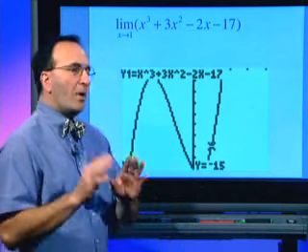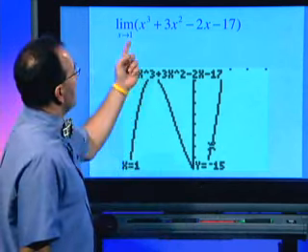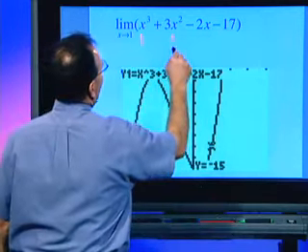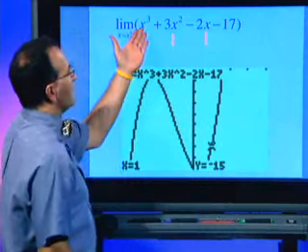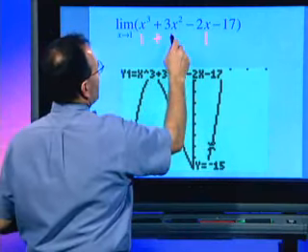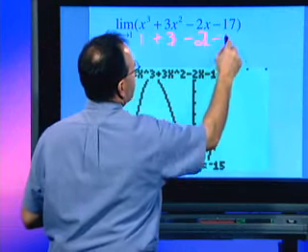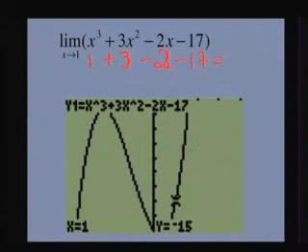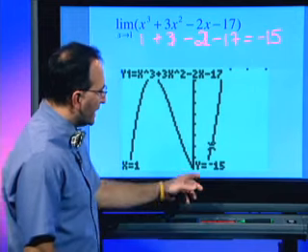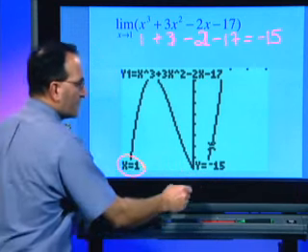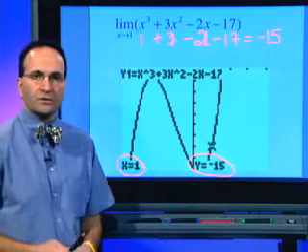We have the polynomial, and we want the limit as x goes to 1. So substitute 1 in for x. 1 goes there, 1 there, and 1 there. Well, of course, that's going to be 1 plus 3 minus 2 minus 17. And that is going to give us a limit of negative 15. When we look at the graph, we can see down here that we substitute in x equals 1, and the graph yields y equals negative 15.